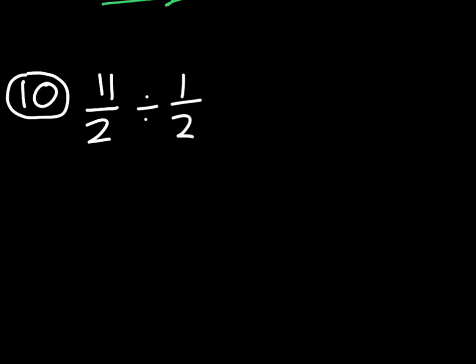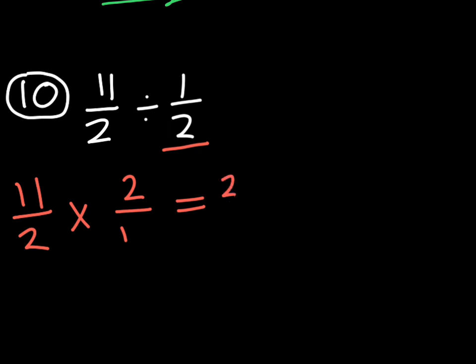Lastly, question 10 asks us to divide 11 over 2 by 1 over 2. Once again, when we divide fractions, we need to flip the second fraction and multiply. So this becomes 11 over 2 times 2 over 1. 2 times 11 gives us 22, and 2 times 1 gives us 2. Lastly, we need to find a number which goes into both 2 and 22. And that number is obviously 2.